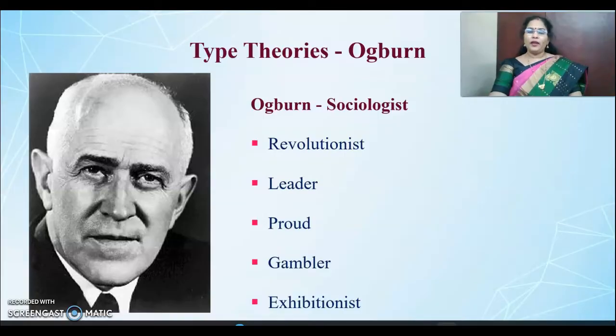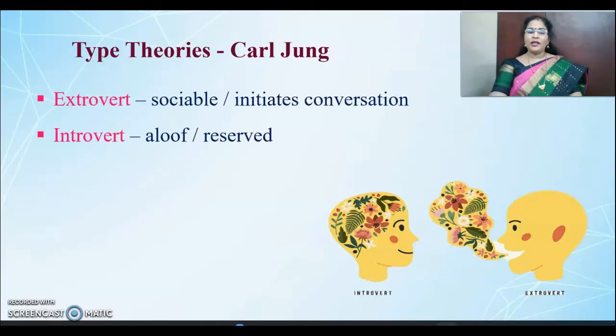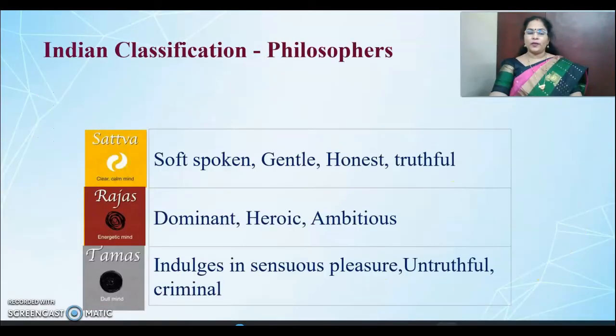Those who are involved in antisocial activities and taking things at the cost of others' happiness and all are called gamblers. And those who want to always blow their own trumpet by going for self praise can be called exhibitionists. Carl Jung has divided the people into once again three categories as extrovert, introvert, and ambivert. Extroverts are the people who are sociable and they initiate the conversation. Introvert people are very pessimistic people. They always keep themselves aloof and are very reserved people. Ambivert is a combination of extrovert and introvert.